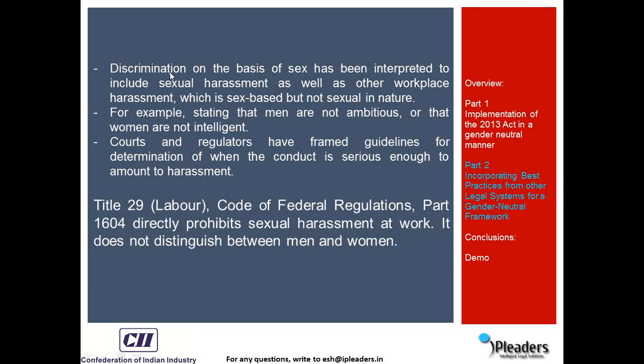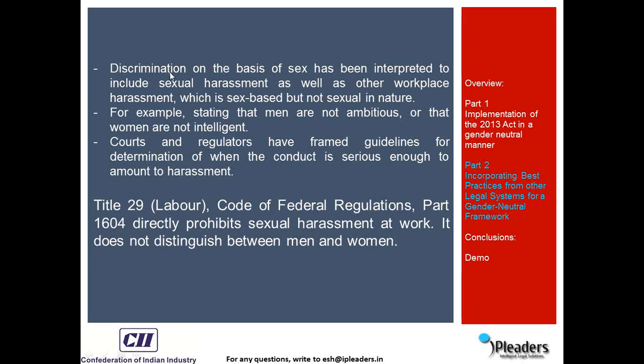I'll give an example here. If you have an employer or a senior screaming at a junior, stating that you men are not ambitious, I need to have more women in my team. Or if somebody is just stating, by way of example, that men are not intelligent or women are not intelligent. Intelligence or ambition is not an inherent characteristic of any sex. But if somebody is discriminating against or harassing an employee on the basis of such characteristics, this becomes sex-based discrimination in the US. So the regulators have framed detailed guidelines to explain when this kind of statement amounts to harassment, when it is serious enough, to ensure that there are no frivolous, malicious or trivial claims brought before them.